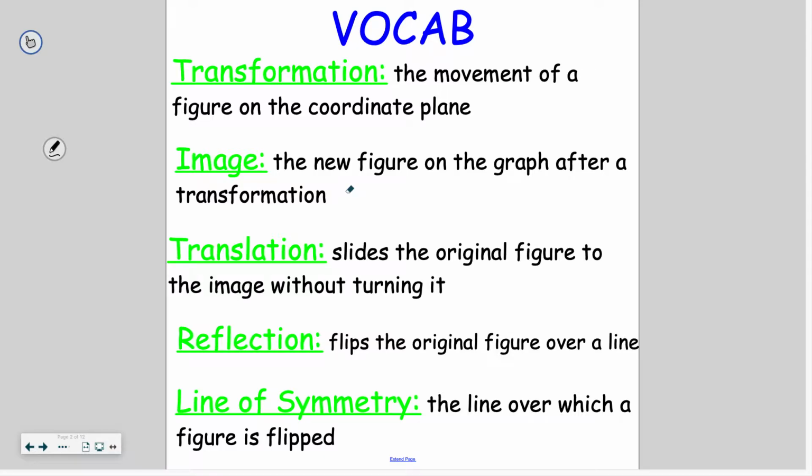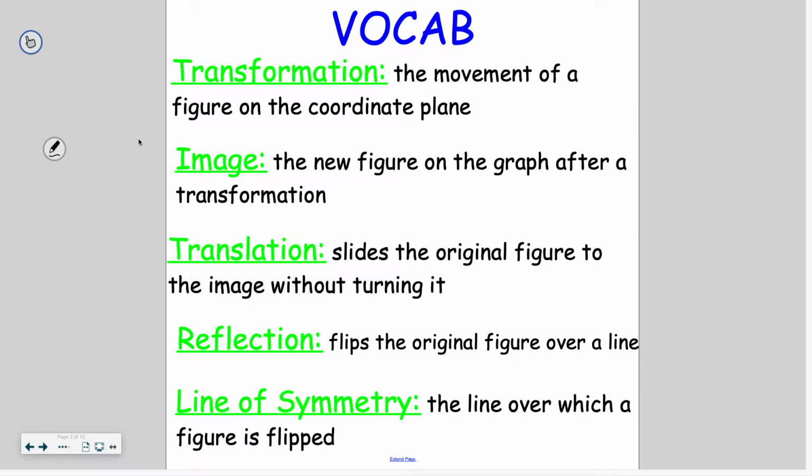A few vocab words for you today. A transformation is a movement of a figure on the coordinate plane. So all of the stuff we are going to be talking about today is a transformation. We're going to talk about two specific types of them. An image is the new figure on the graph after the transformation. So we call the original, and then that new figure on the graph we call the image, because that's where it's moved to.